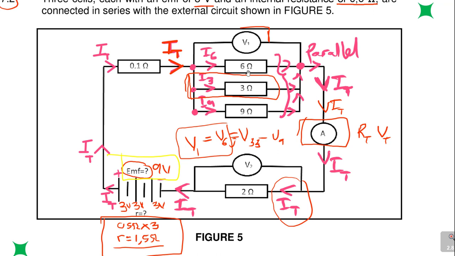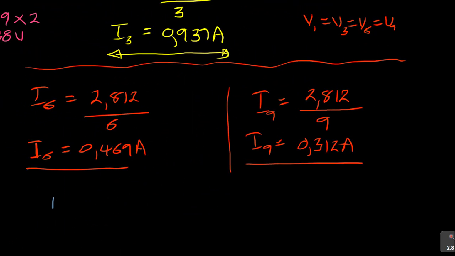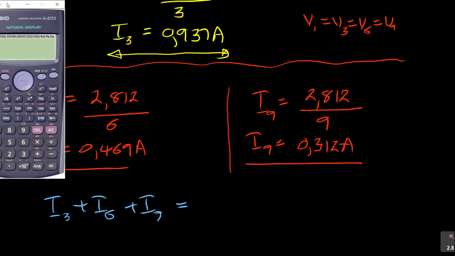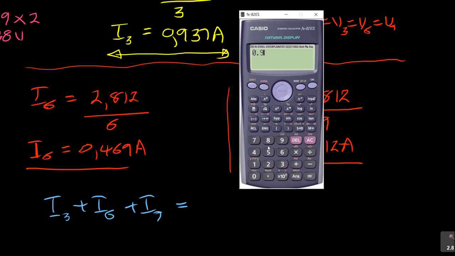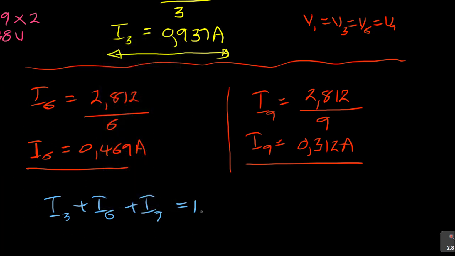Now, I told you here that the current that goes in, look at it, I3, I6, I9, when it comes out, it will combine back again. So when it comes out, it becomes back to IT. So look at it. If you add these currents now that we're calculating, I3 plus I6 plus I9. Let's add them. So I've got 0.937 plus 0.469 plus 0.312. We're adding these currents, and then we get 1.718 amps.